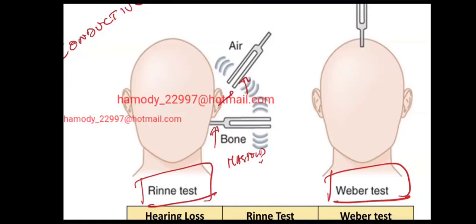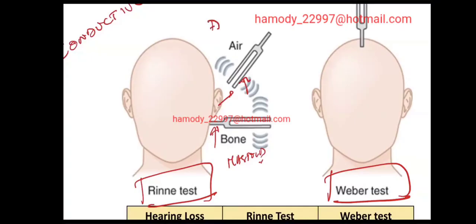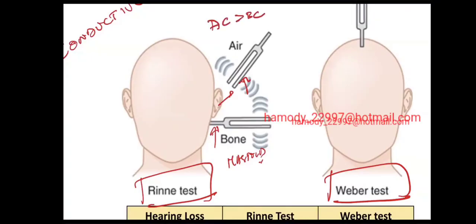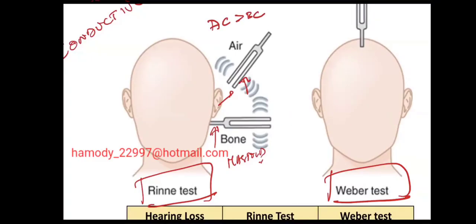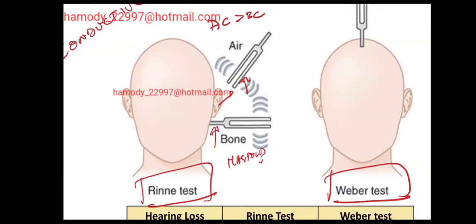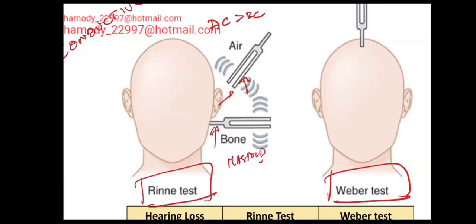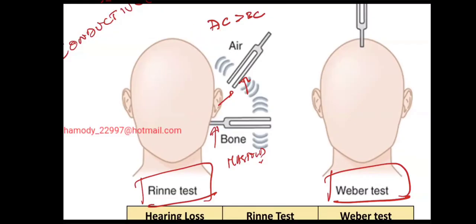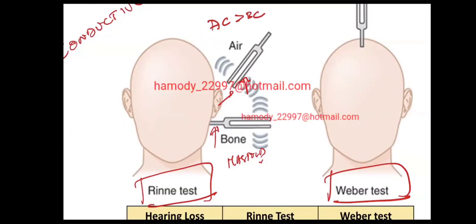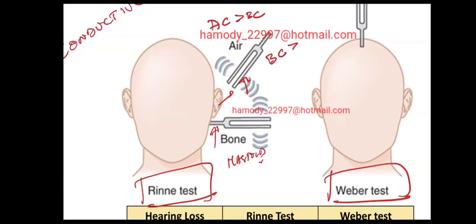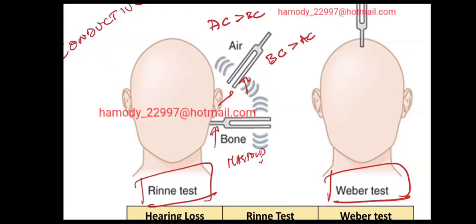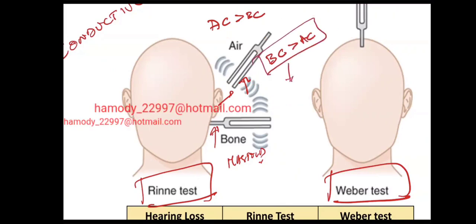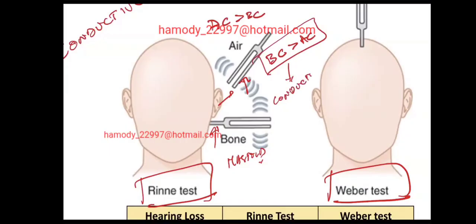If they are still able to hear it, then we call it air conduction better than bone conduction. If he's not able to hear it when you place it in front of the ear, that means you placed it behind the ear. He has said, I have stopped hearing. Then you place it in front of the ear. He says, I'm not able to hear it. That suggests that bone conduction is better than air conduction. Bone conduction better than air conduction is seen in conductive hearing loss.